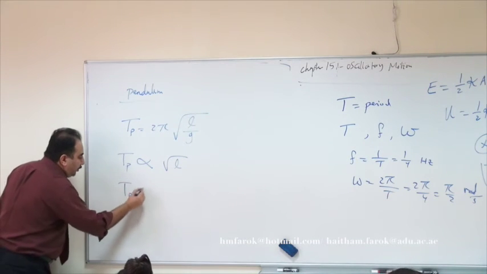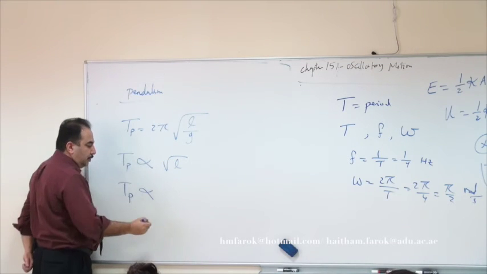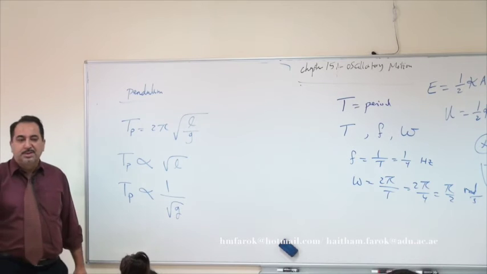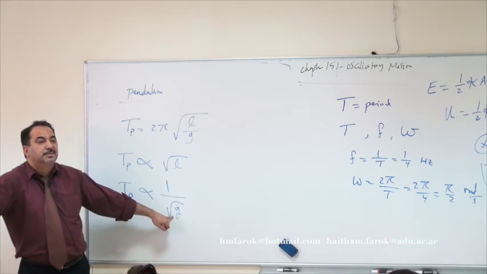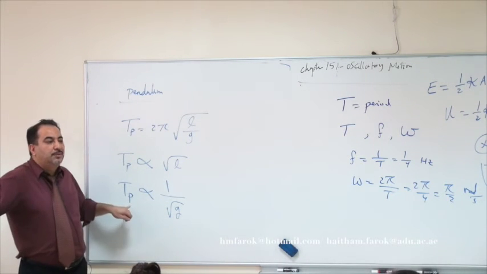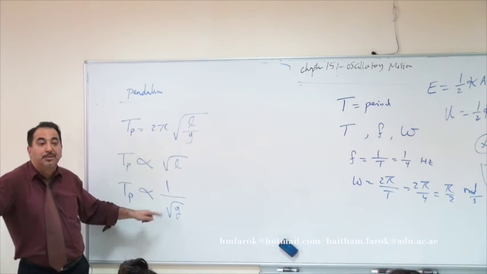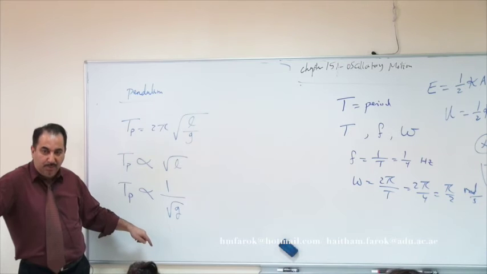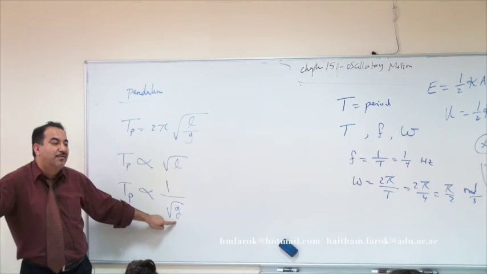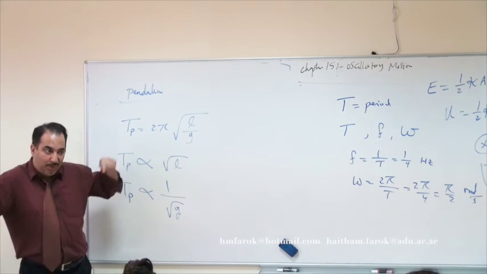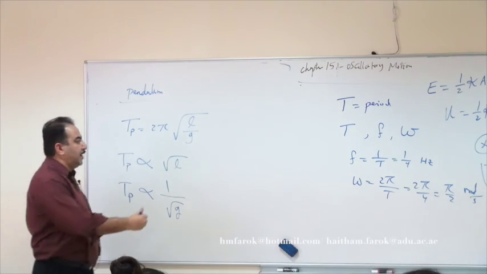The period with the gravity is inversely proportional to the root of g. So when you double g, this will be reduced by how much? 1 over root of 2. Okay? When you make this one half, this will increase by root of 2, not 1 over root of 2. Yeah? This is the first thing.